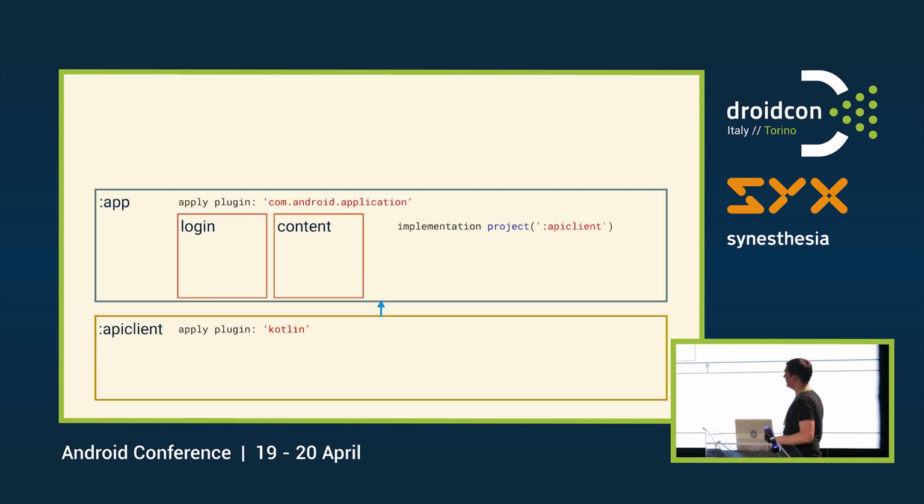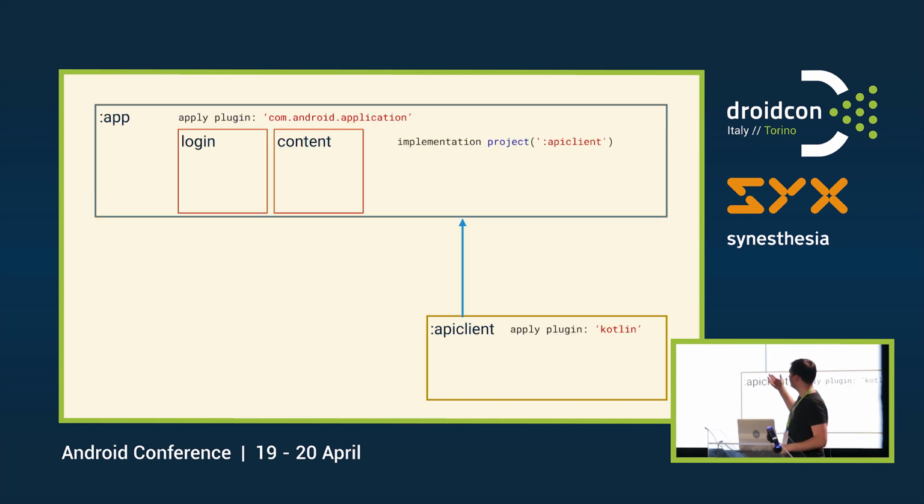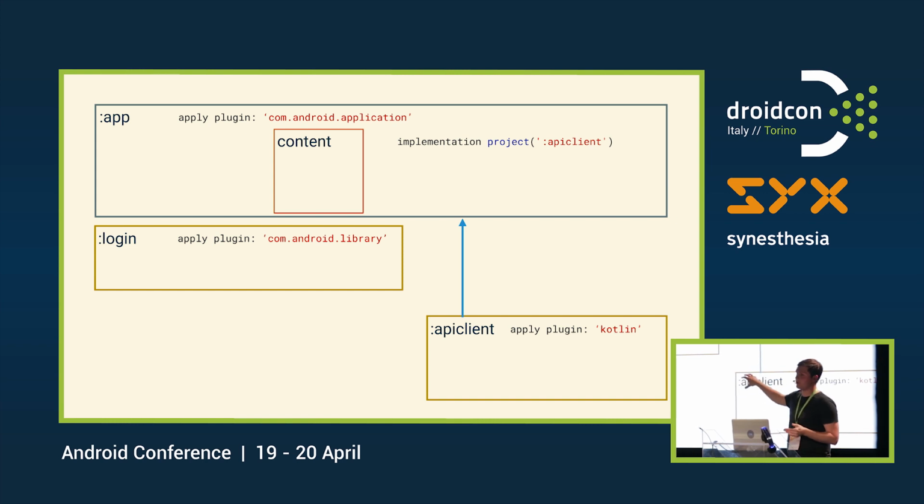So if we continue, we've pulled out our API client. So next step, let's say we want to modularize a feature, have a login module that just shows the login activity. That's the only entry point. We can open the activity, and then the login screen opens up. So we would pull out the login, create a login module and put the code in there.